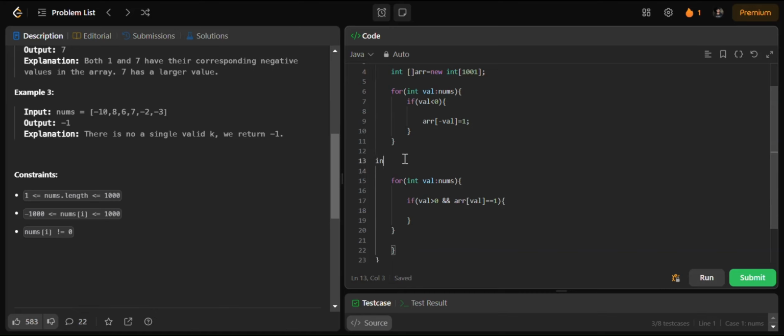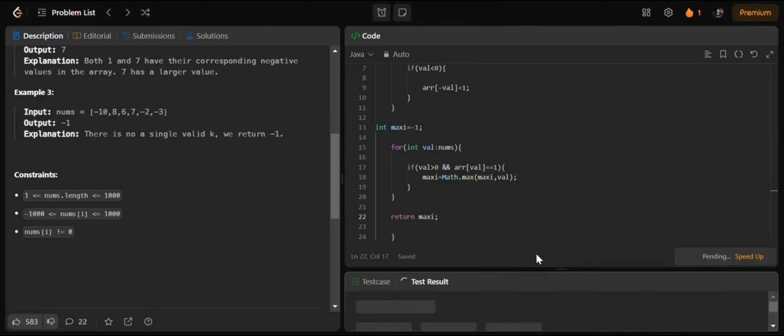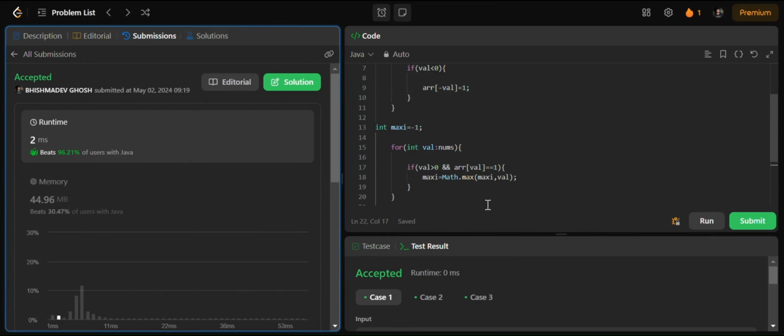So we'll first take the answer as minus 1, because if no element is present, the answer will be minus 1, but if any element is present, I will try to maximize my answer, so the answer will be the max of val. Okay, and at last I will return my answer and run the code. Okay, yeah, it is accepted, and let's submit it. Yeah, it is accepted. Okay, and it beats 96%.